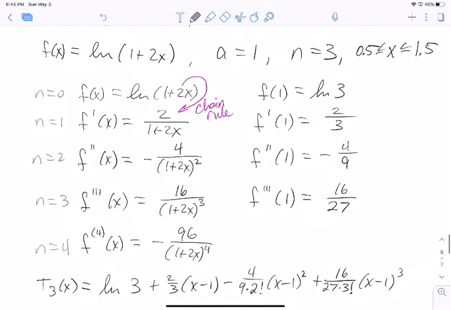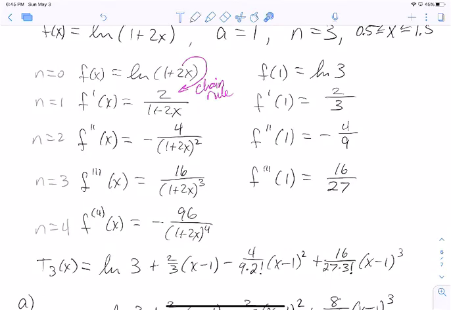Using the coefficients that we got from evaluating the function and its derivatives at a equals 1, we have that T sub 3 of x is the natural log of 3 plus 2/3 times the quantity of x minus 1, minus 4 over 9 times 2 factorial, that's the denominator, x minus 1, the quantity squared, plus 16 over the quantity of 27 times 3 factorial times x minus 1, the quantity cubed. Remember that the 2 factorial and the 3 factorial are coming from our expression for c_i that we saw in previous work.